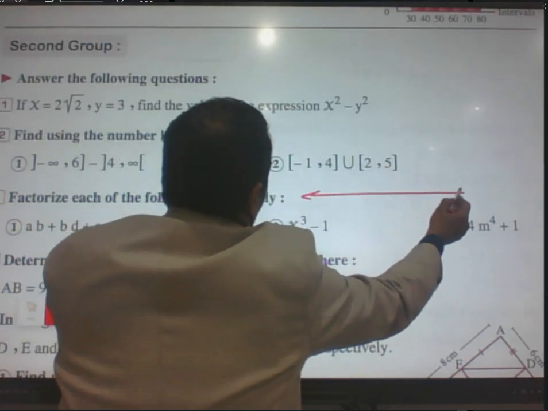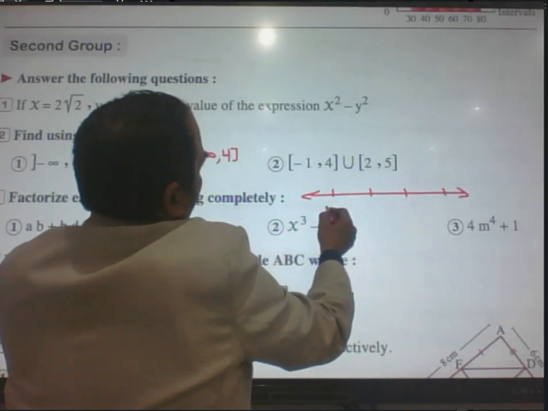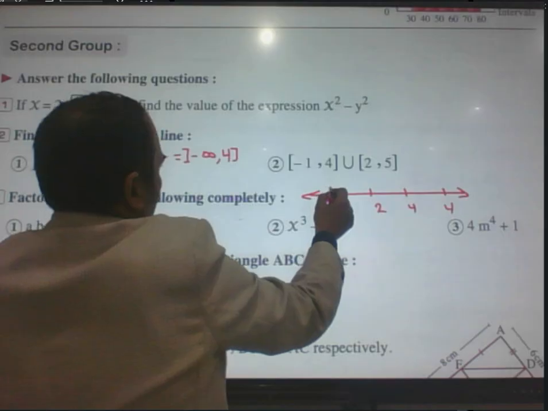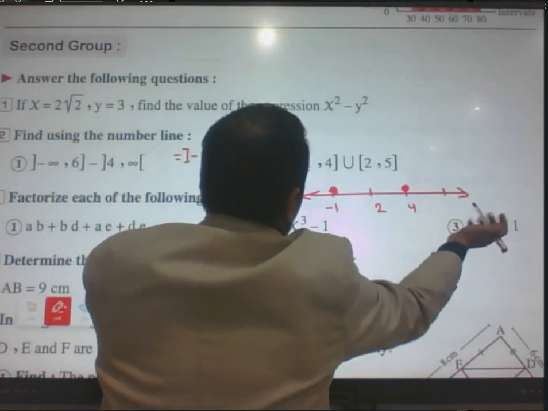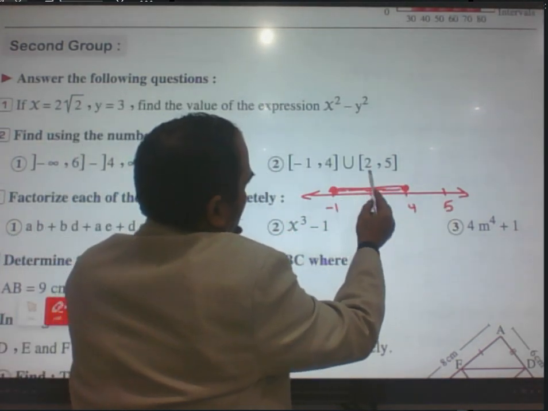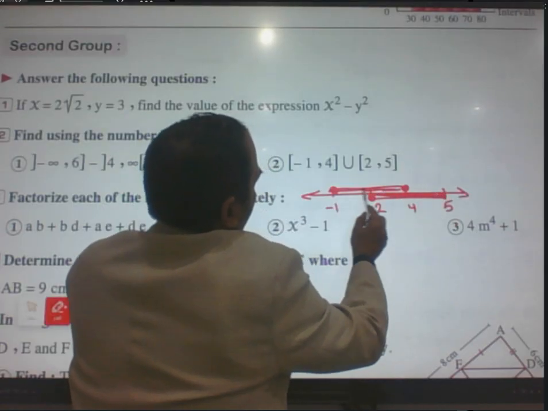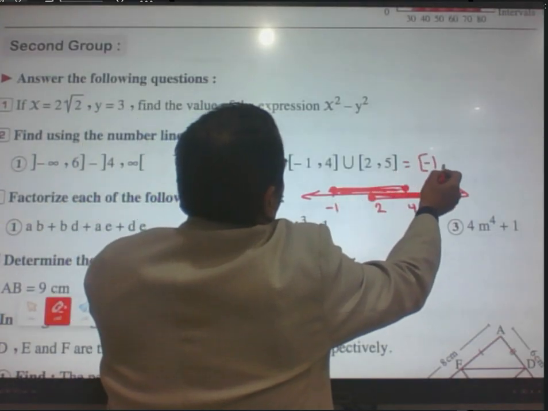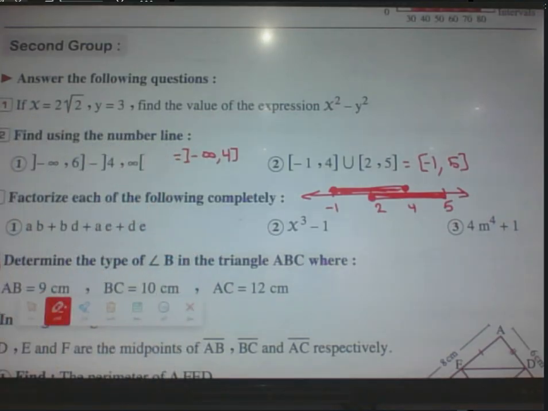We have intervals. First interval here from negative 1 to 4, and then 2 to 5. The first from negative 1 closed to 4 closed, and this number 5, okay, it was closed here, and down closed to 5. Okay, you want to find union. Union will be closed in negative 1 to 5, from negative 1 to 5.